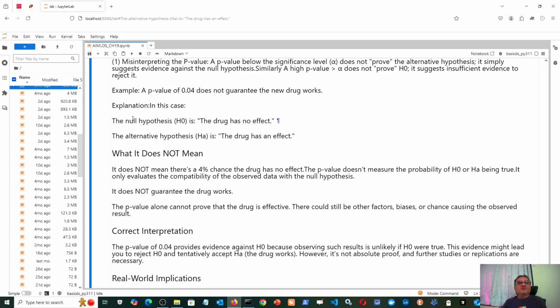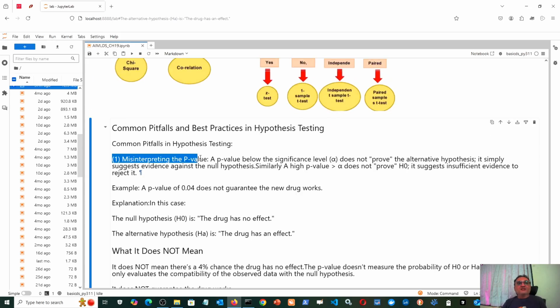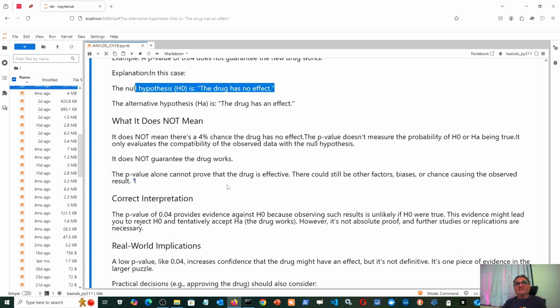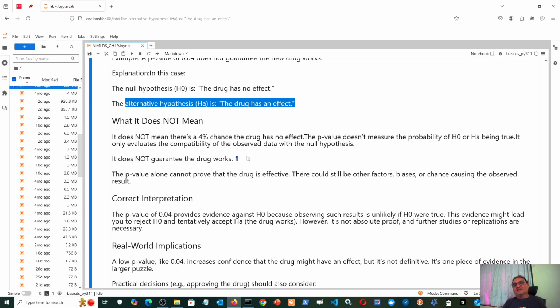Okay, so that is the first and most important pitfall in hypothesis testing. Please remember that p less than alpha does not mean alternative hypothesis is correct. It just means that we can reject the null hypothesis, and these two terminologies are totally different. We reject this, it nowhere says that we accept this. Okay.